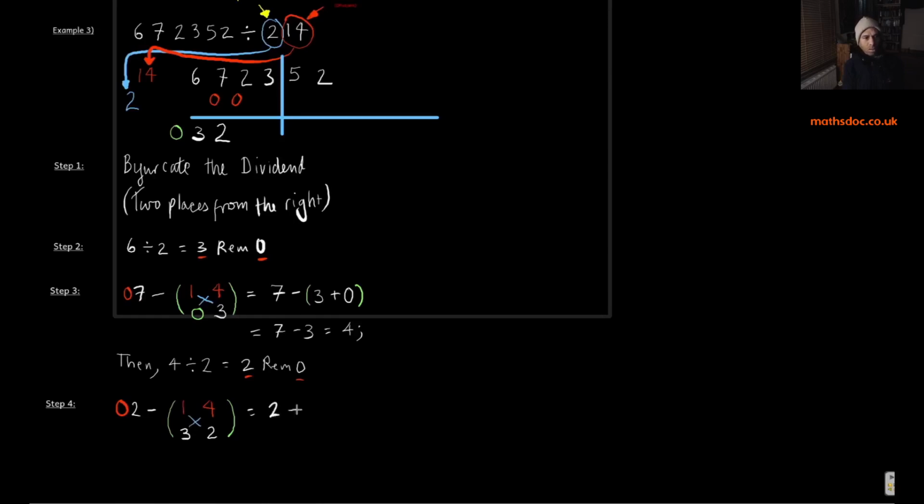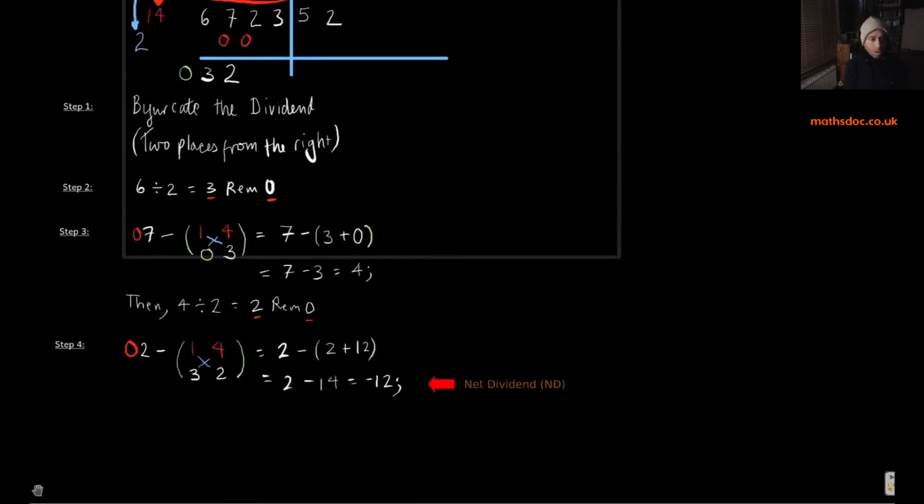So what have we got? 2 minus, in parentheses, 1 times 2 is 2, and 4 times 3 is 12. So it's 2 minus 14 really, and that comes to minus 12. That's our net dividend. Then we take that net dividend, minus 12, and divide it by our operator, which is 2. So it's minus 12 divided by 2, which becomes minus 6, remainder 0.